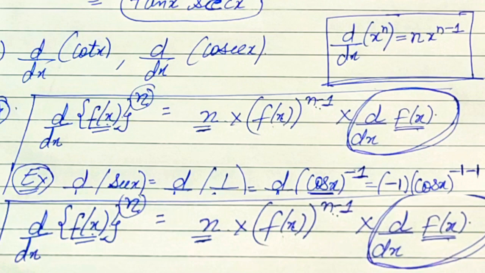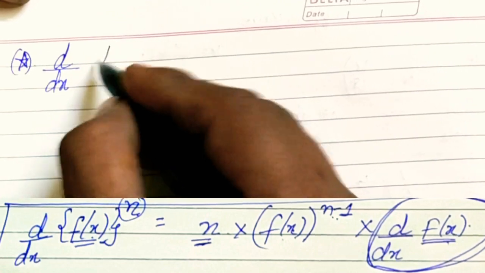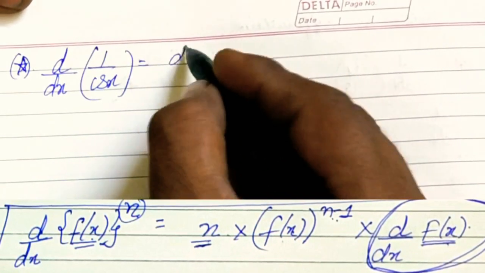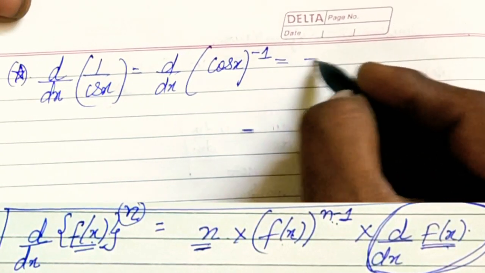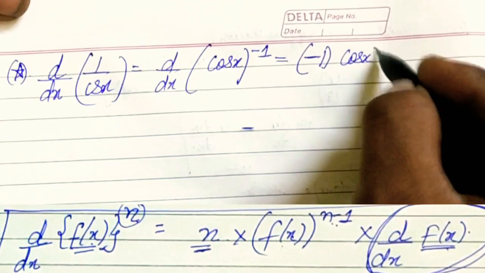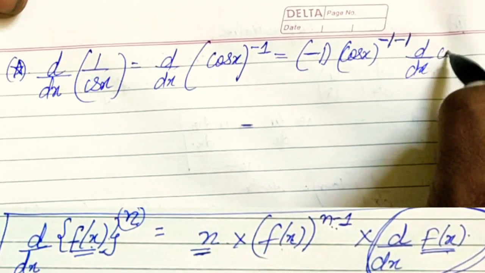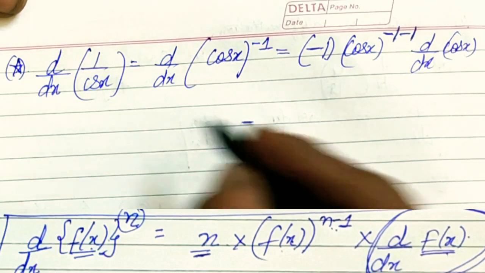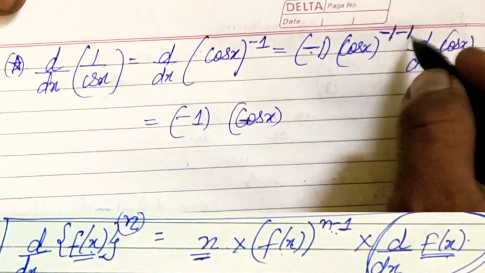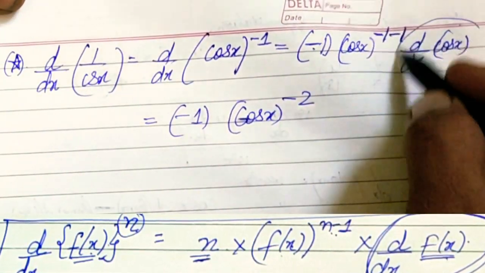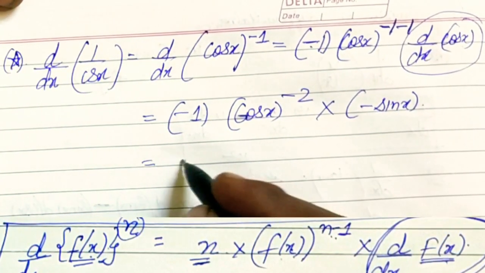So once again let me revise the question. We were differentiating 1 upon cos x. I wrote 1 upon cos x as cos x to the power minus 1. Now the formula was: take the power outside, then subtract 1 from the power and differentiate the function without any power. Now minus 1 is outside, the power of cos x will become minus 1 minus 1, which is minus 2, and then differentiation of cos x is minus sin x. Now it will result in minus 1.